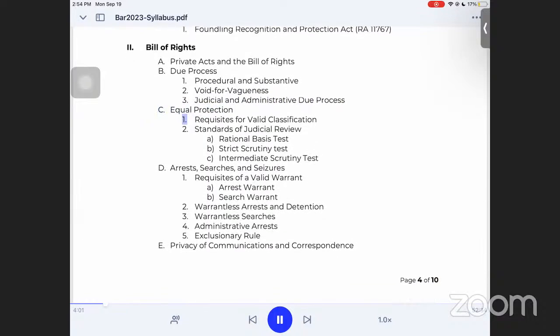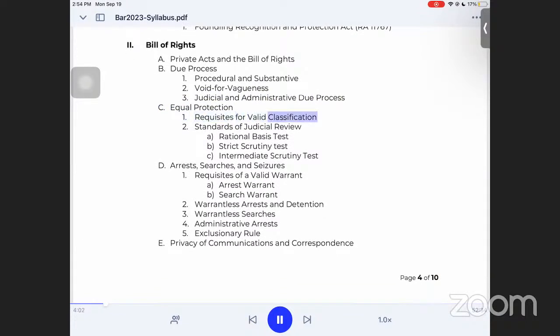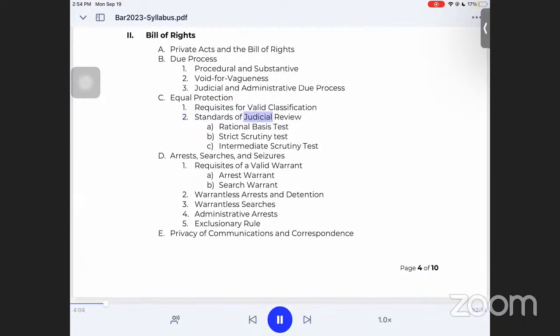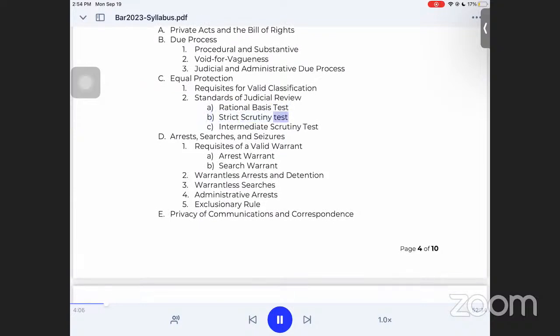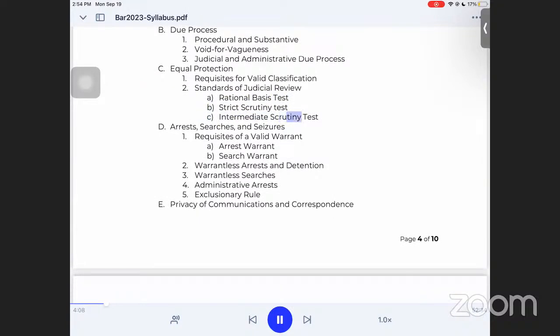C. Equal protection. 1. Requisites for valid classification. 2. Standards of judicial review. A. Rational basis test. B. Strict scrutiny test. C. Intermediate scrutiny test.